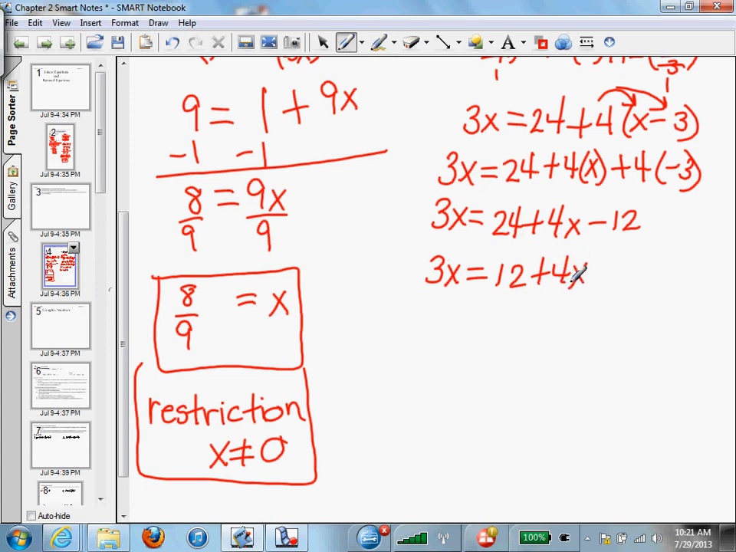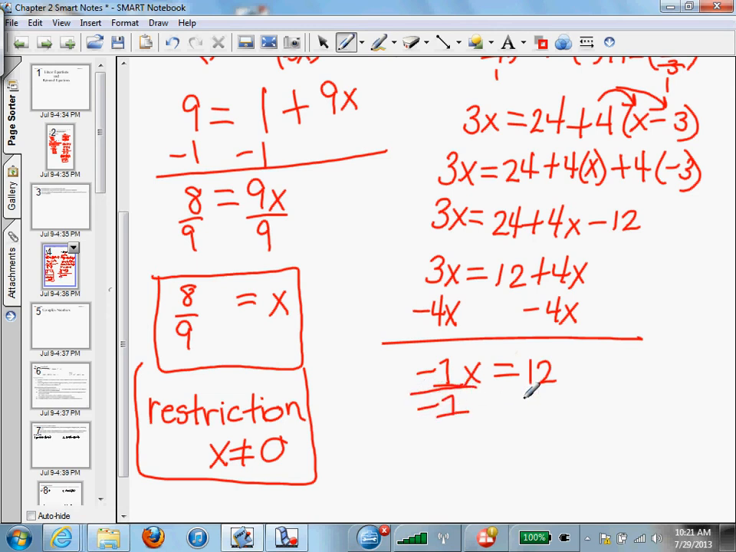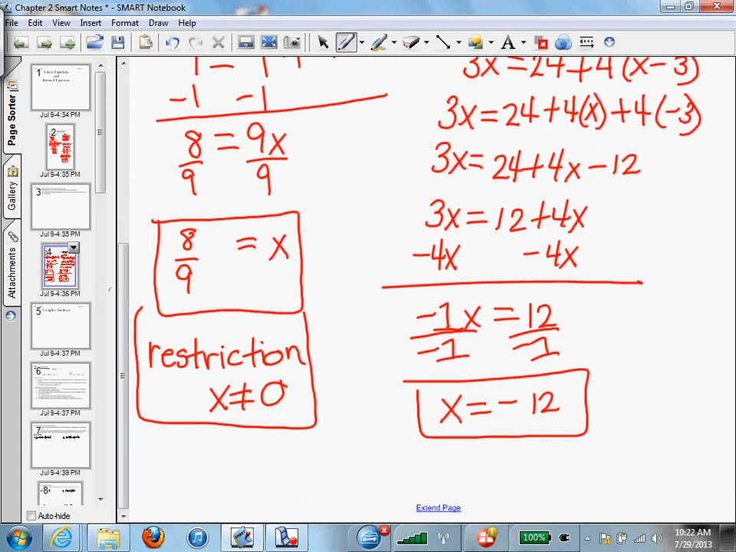We want to get our x's together, so let's subtract 4x on both sides of the equation. So we have negative 1x equals 12. Okay, so finally, to get x by itself, divide by negative 1 on both sides of the equation. So x equals negative 12, because 12 divided by negative 1 is just negative 12. So now I have to think about restrictions and see if our solution works.